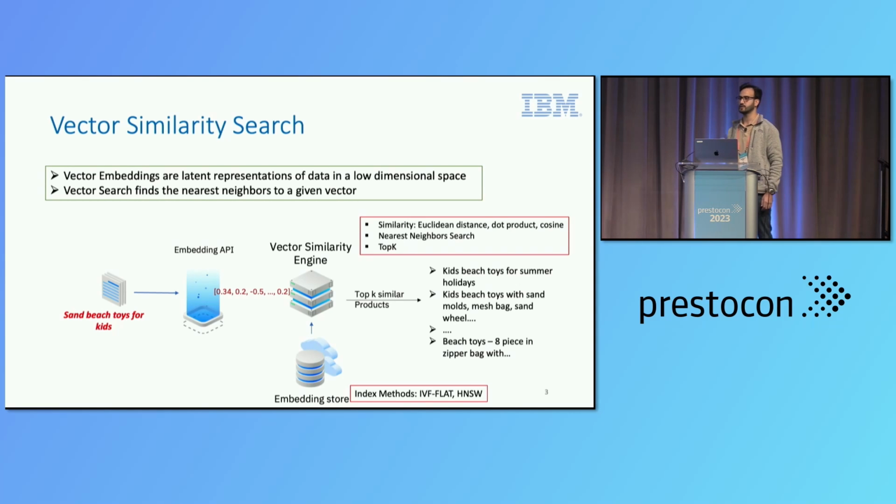For example, you have a query, you want to search for sandwich toys for kids. First, you will obtain the embedding of this query using an LLM or any embedding model, and then we give it to the vector DB, which has two components. One is the embedding store, which indexes the data using, for example, IVF flat or HNSW indexing, and then you have the vector similarity engine, which performs the similarity function. It can use a similarity function like Euclidean distance, and then it performs the nearest neighbor search and gives you the top k relevant results to your vector query.